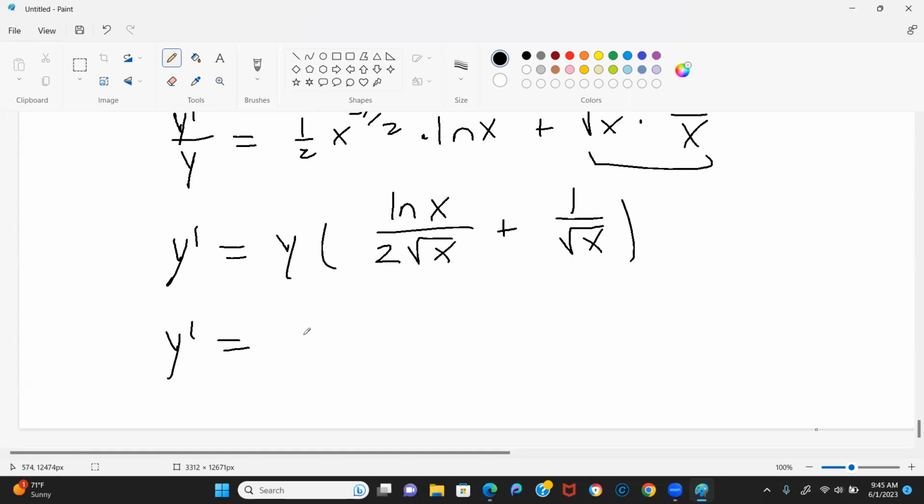And then remember, y is equal to x to the square root of x, and then I guess you can combine these fractions to get ln of x plus 2 over 2 root x.